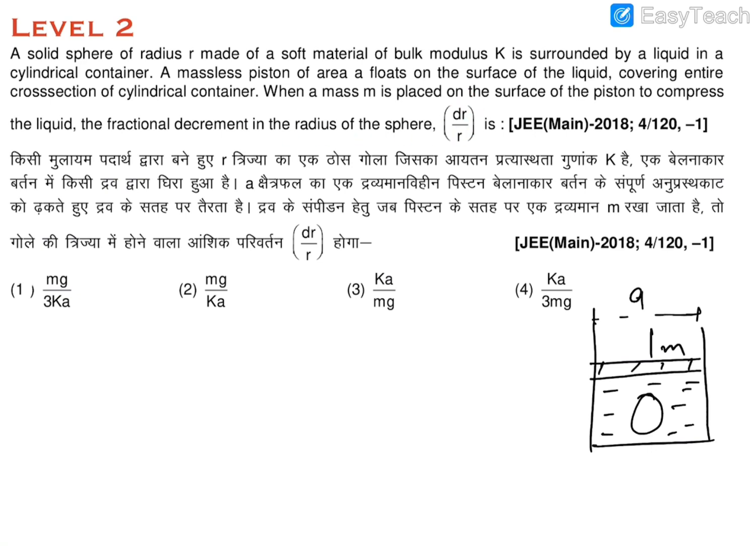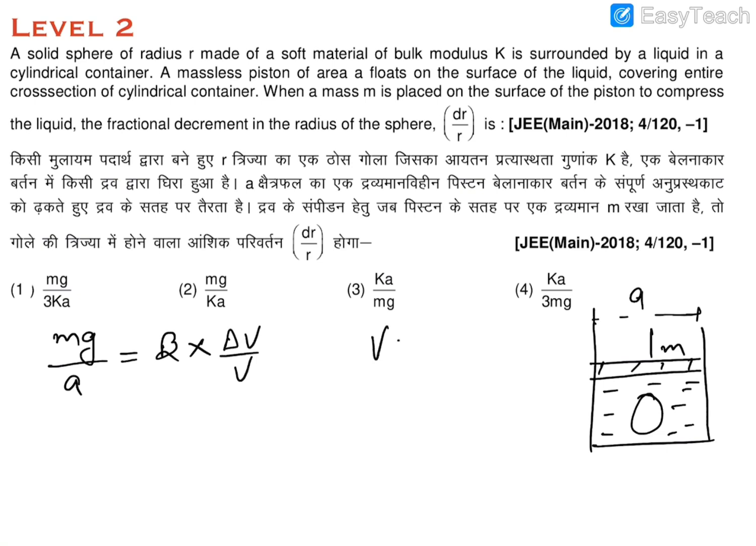So we have to find out the value of dr by r. We know that the additional mass kept on this piston is mg. So the additional stress developed due to this mass will be mg by area, and it would be equal to bulk modulus into the change in volume upon original volume.